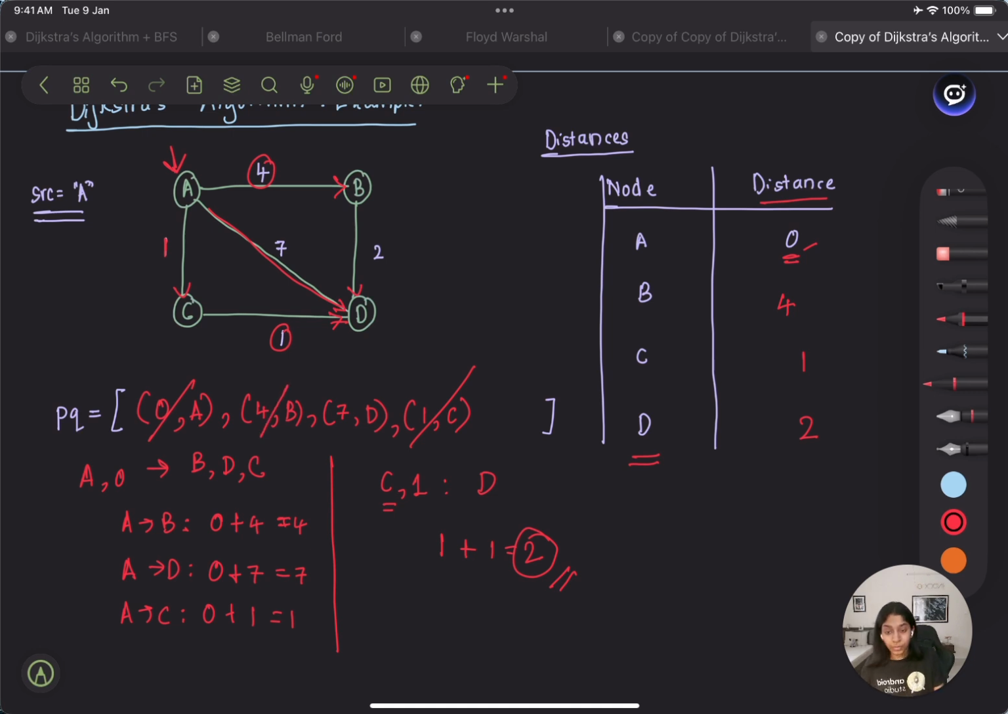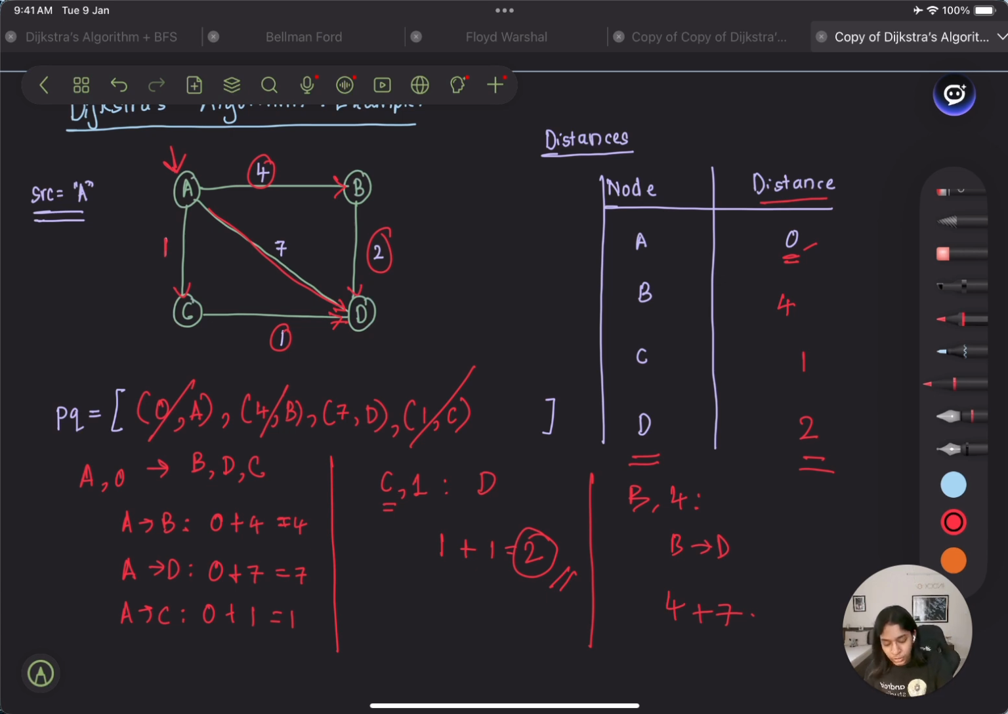Actually, I would have popped out B later, at 4, and we can see that B has a neighbor D. Again that would have taken 4 plus 2, which would have made it 7 again. But we've already found 2, so that's the optimal answer.